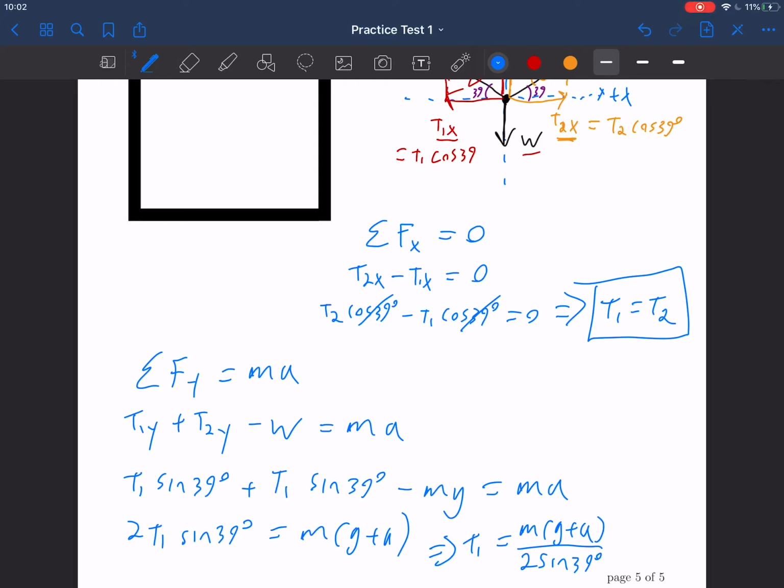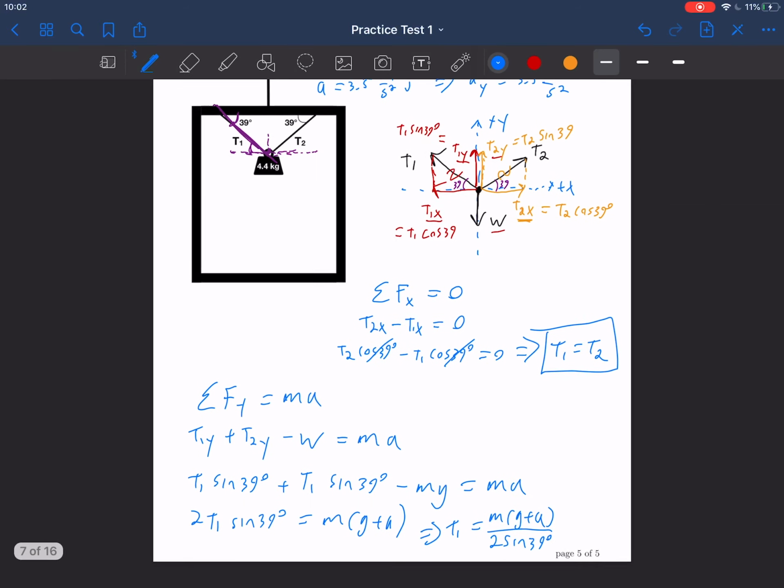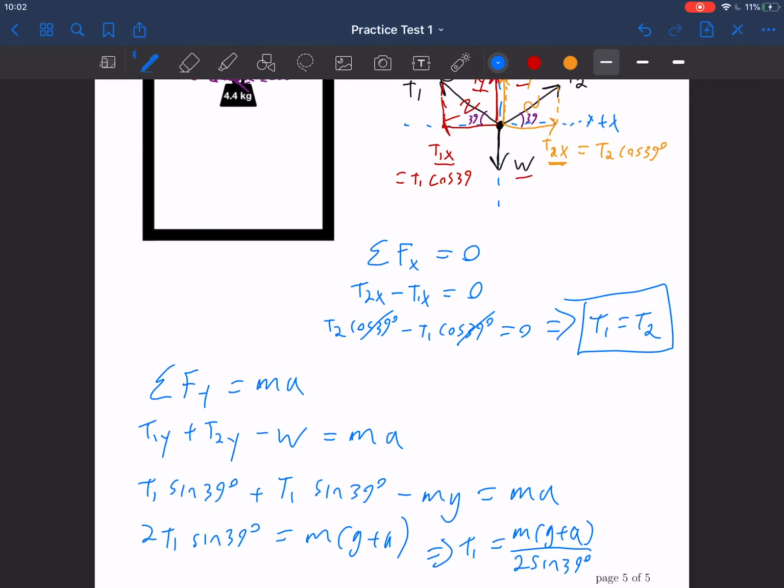We know the acceleration, that's something they told us in the problem, is positive 3.5, so we can plug that in. And the denominator we know, so we can go ahead and plug in and find tension in cable 1 is equal to 46 newtons. Right? And therefore also tension 2 must be equal to 46 newtons.